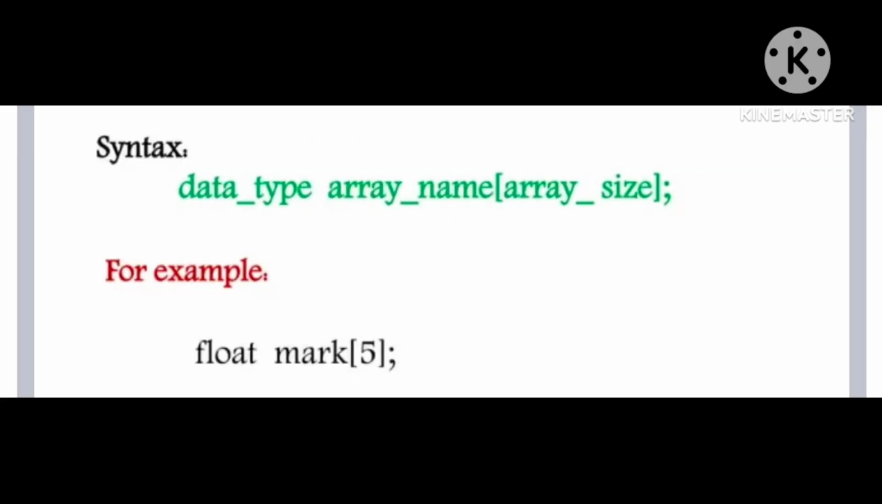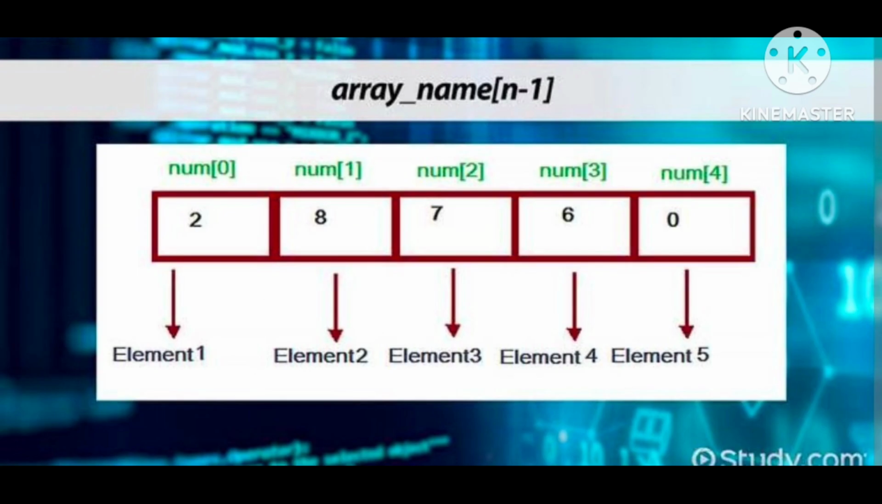General syntax: data type, array name, array size. Example: float mark[5]. Representation of array: an array starts with 0 and ends with size - 1.